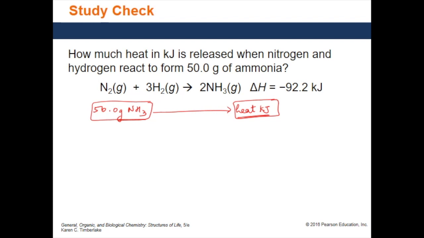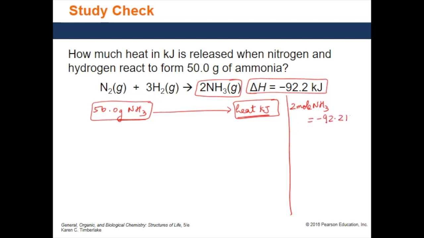Do we have a direct relationship here? No. But we know that delta H for this reaction is minus 92.2 kilojoules. So we can make a relationship between moles of ammonia and kilojoules of heat. Based on this reaction, we can say that for every 2 moles of ammonia produced, 92.2 kilojoules of heat is released. So that negative sign is how much heat is released. If we are saying that heat is released, we really don't need the negative sign. If we are putting a negative sign, that means this heat is being released.